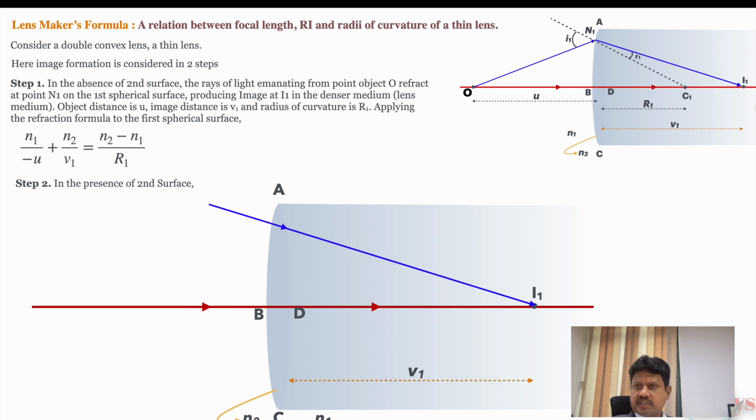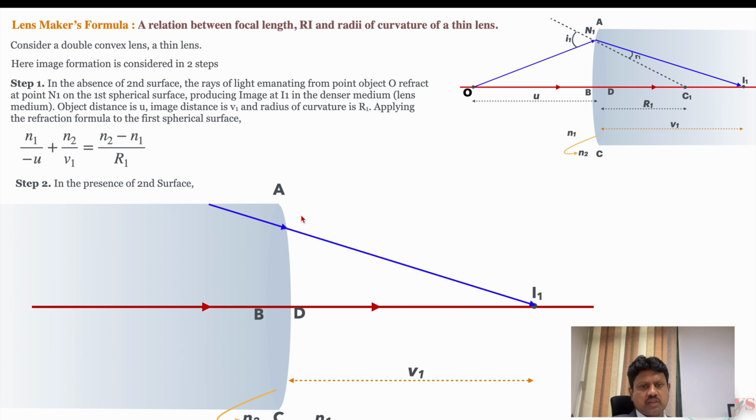Already image I1 is formed. Now this image acts as a virtual object for the second surface producing the final image. So let us consider the second surface now. The moment I say second surface is present, then the right side medium is no more denser, it is a rarer medium. So now second surface is present, ADC.